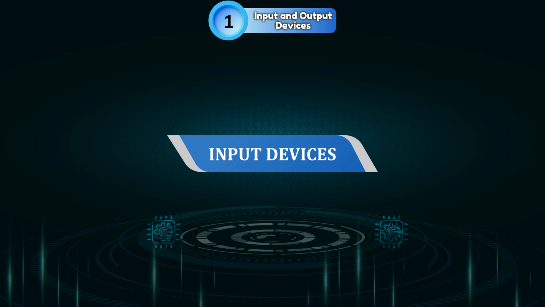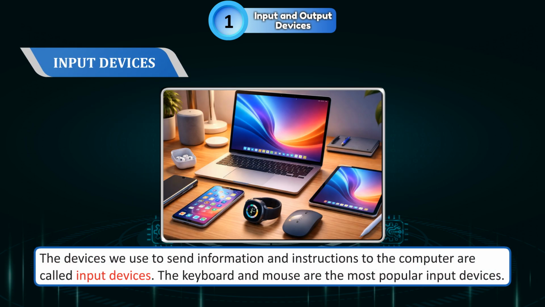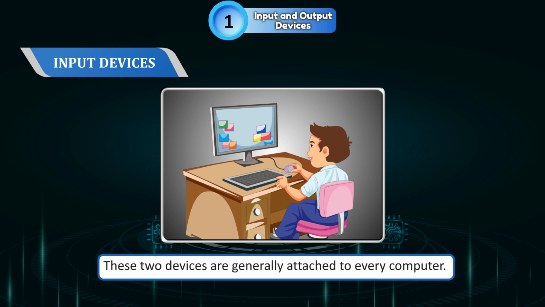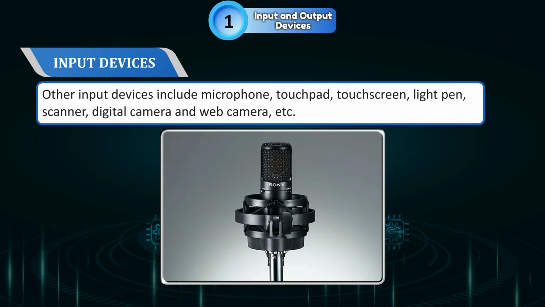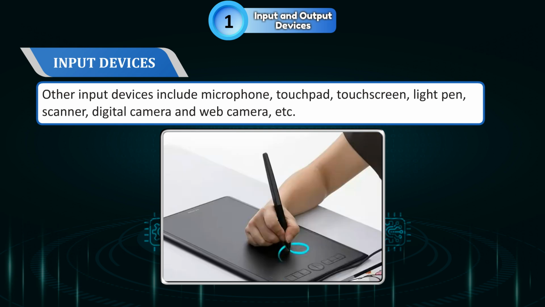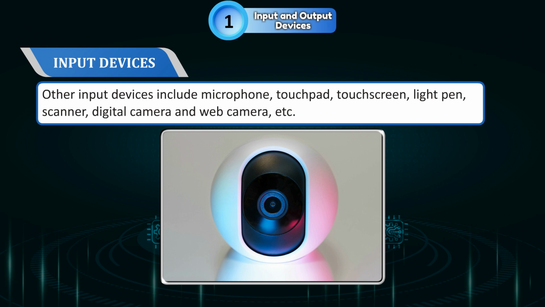Input devices. The devices we use to send information and instructions to the computer are called input devices. The keyboard and mouse are the most popular input devices. These two devices are generally attached to every computer. Other input devices include microphone, touchpad, touchscreen, light pen, scanner, digital camera and web camera, etc.